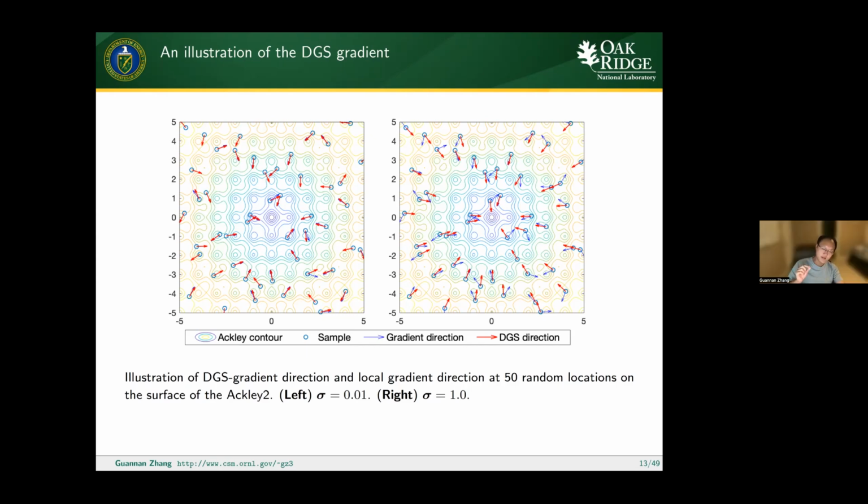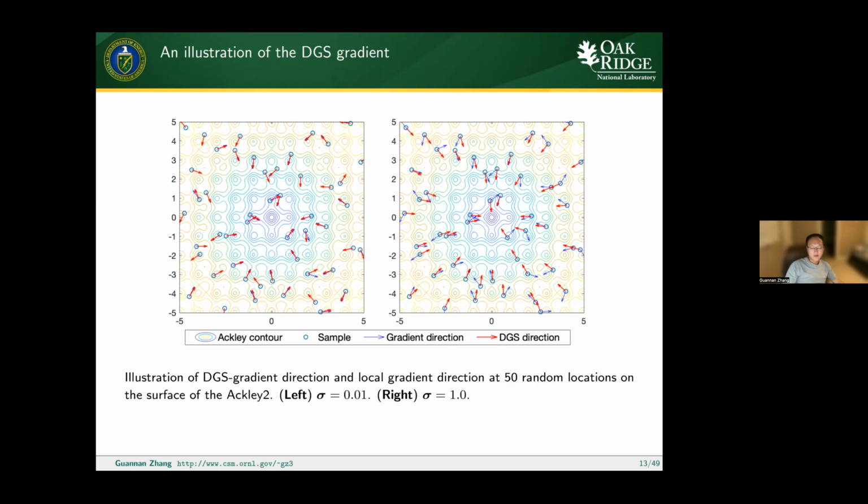So basically, the best smoothing radius is the one that is comparable to the wavelength of the perturbation. That makes sense. Right. All right. Thank you so much. Yeah, so that's basically what it is.